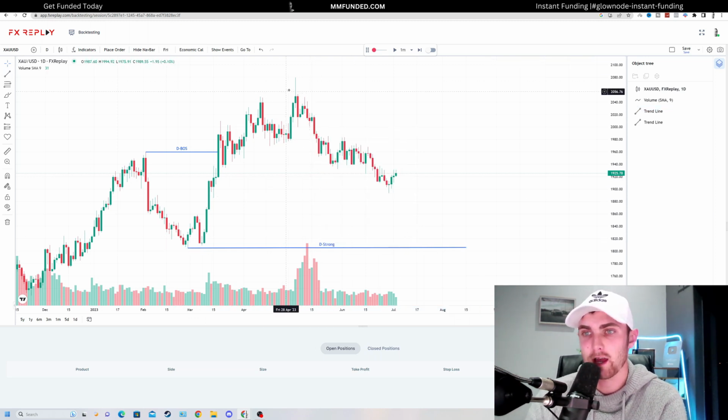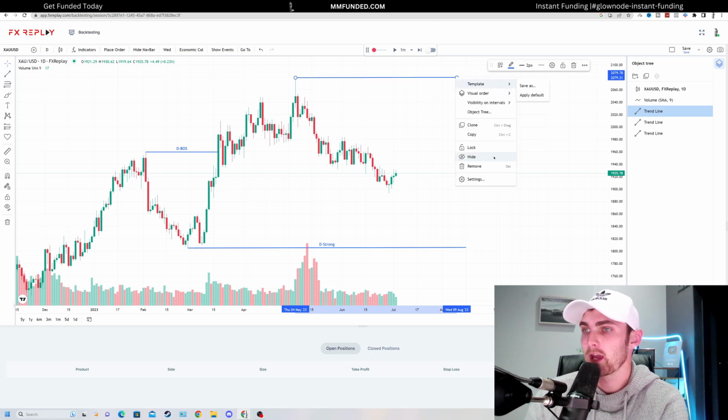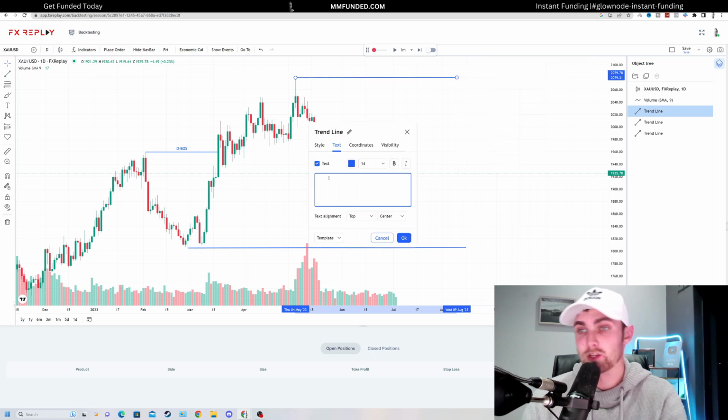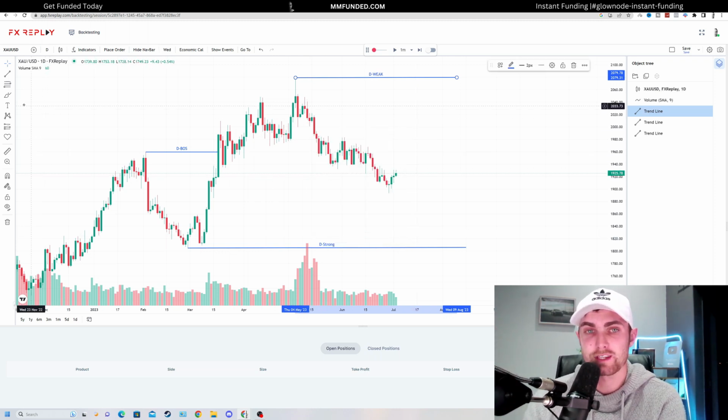And after price had that pullback with that internal shift and break of structure to the downside, we can then label this as our daily weak high. With regards to order flow and structure, price's expectation is to always target those weak highs or weak lows. So this is our daily weak. And now we have our most recent daily range.